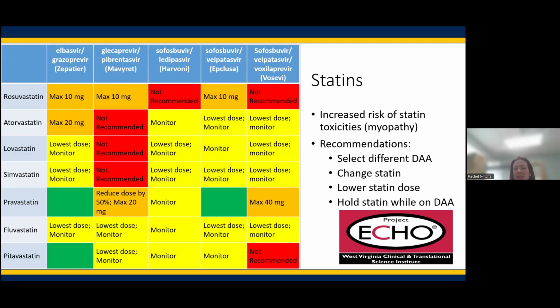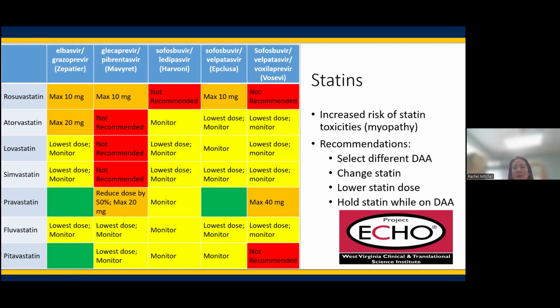So hopefully this is a quick reference that you can color code and look through. Some of the agents have specific maximum recommendations in terms of the dose of the statin when given in conjunction with the direct acting antiviral. Some of them are contraindicated altogether, and some of them have this suggestion of lowest dose necessary and monitor. I don't know what that means when they say the lowest dose necessary, right? Because it's a statin and you're giving it for a reason. So what is the lowest dose?